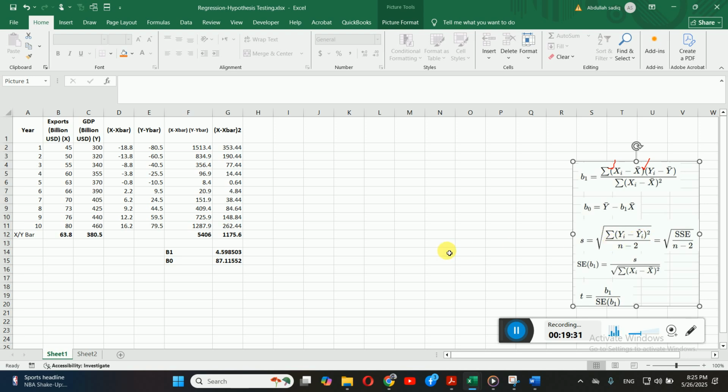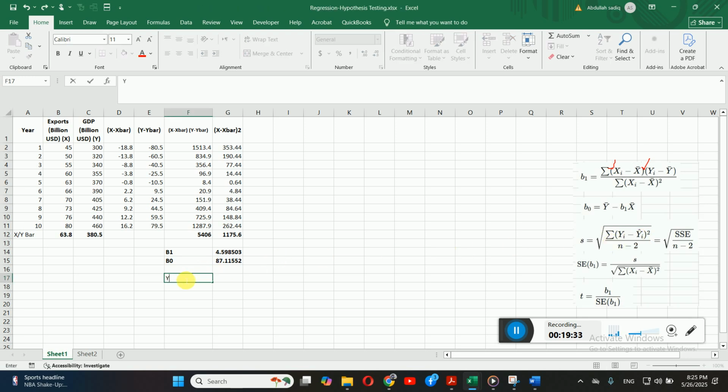Okay, so how to find out the y hat? The function of y hat, simply, dear students, equals beta naught plus beta 1 times x. So the y hat, dear students, this is our GDP. We just try to find out the estimated y hat. So here is the beta naught, and this is beta 1, and we have the exports. Simply for y hat, just follow the order we have in this equation.